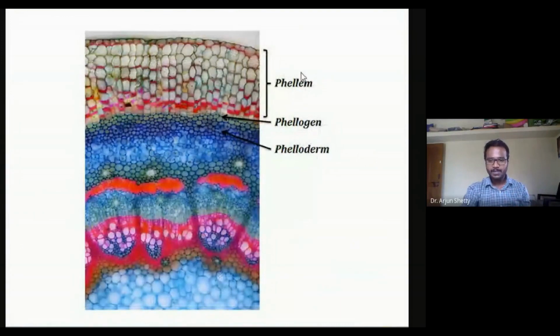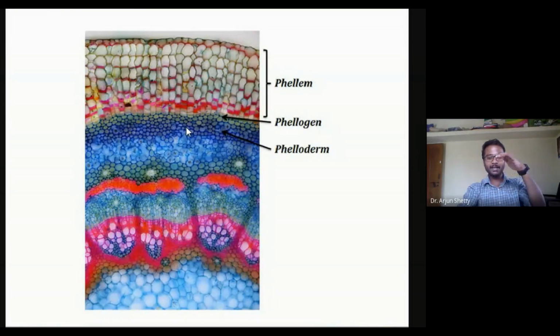The outermost layer is the phellum. This is the phellogen, which falls below the phellum, and the next layer is the phelloderm. Usually the phellogen is nothing but the cork cambium. So what we are going to see here are the cambial cells.